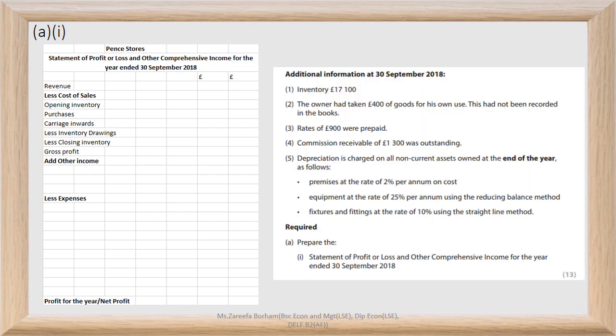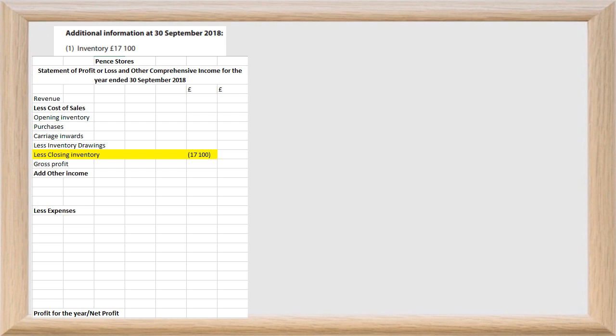Part 1 of Part A asks us to prepare the SOCI for the year ended Sept 2018. So, first draw the SOCI format. Whenever you get a SOCI question, always start going through the additional information. Then, you will not miss any piece of information. Going through them, the first additional information states the closing inventory.